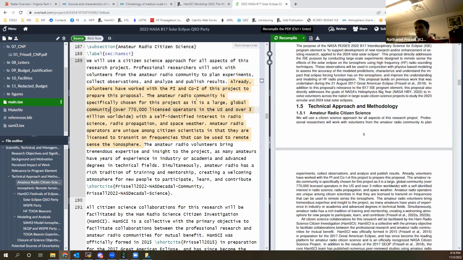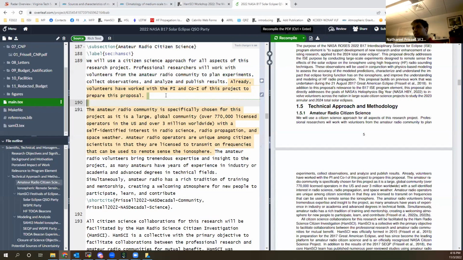Okay, so the amateur radio community is specifically chosen for this project, as it is a large global community, over 770,000 licensed operators in the United States and over 3 million worldwide with a self-identified interest in radio science, radio propagation, and space weather. Amateur radio operators are unique among citizen scientists in that they are licensed to transmit frequencies that can be used to remote sense the ionosphere. The amateur radio volunteers. All right, so maybe we can put something here.